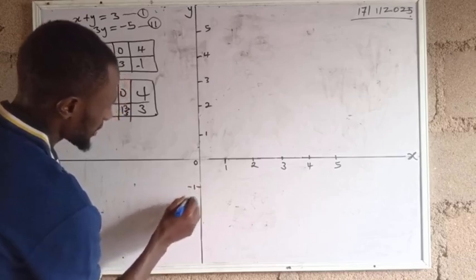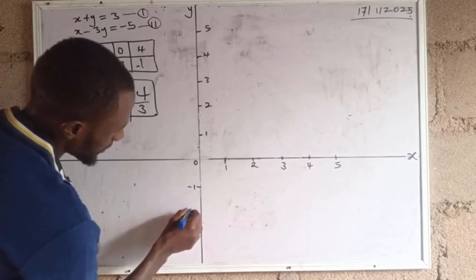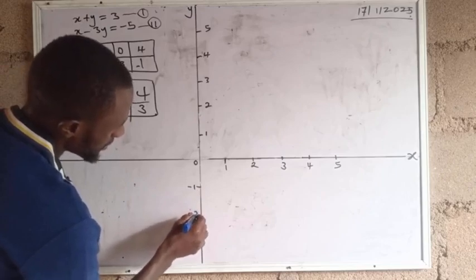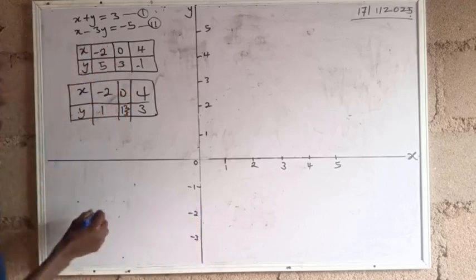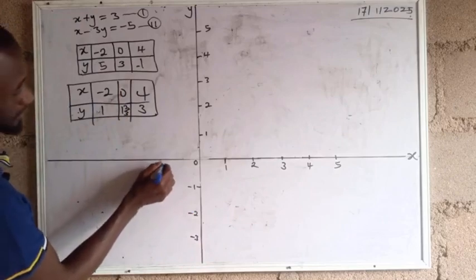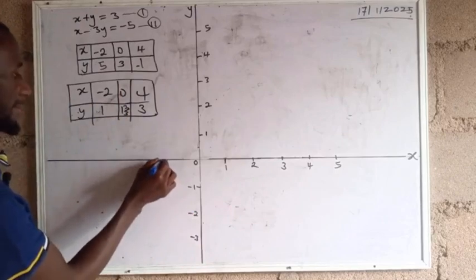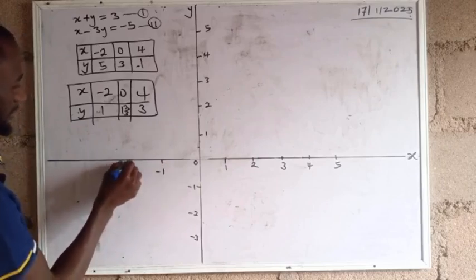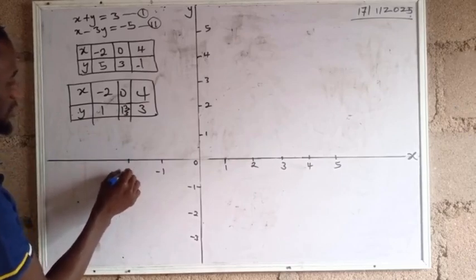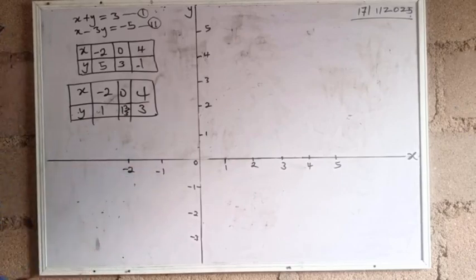And roughly we're going to have our minus 1 here, minus 2 here, minus 3 somewhere. Going to have our minus 1 here, or minus 2 here. Okay.